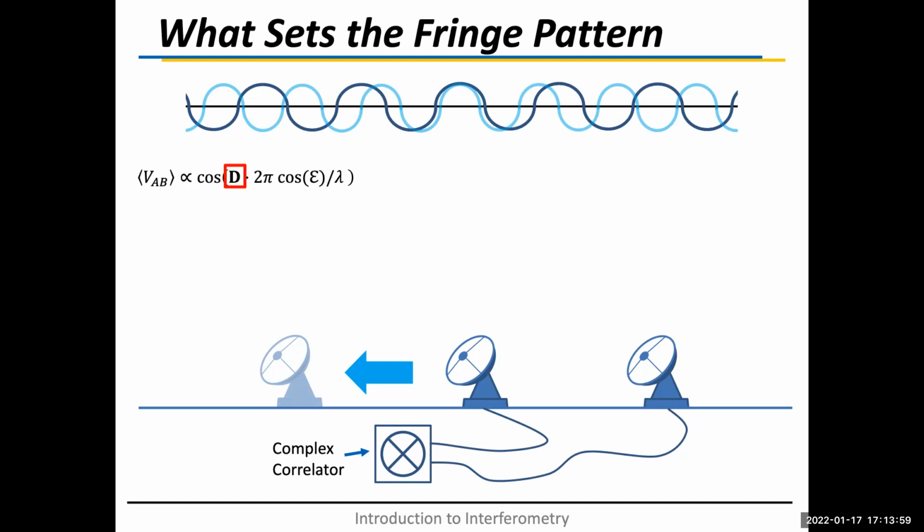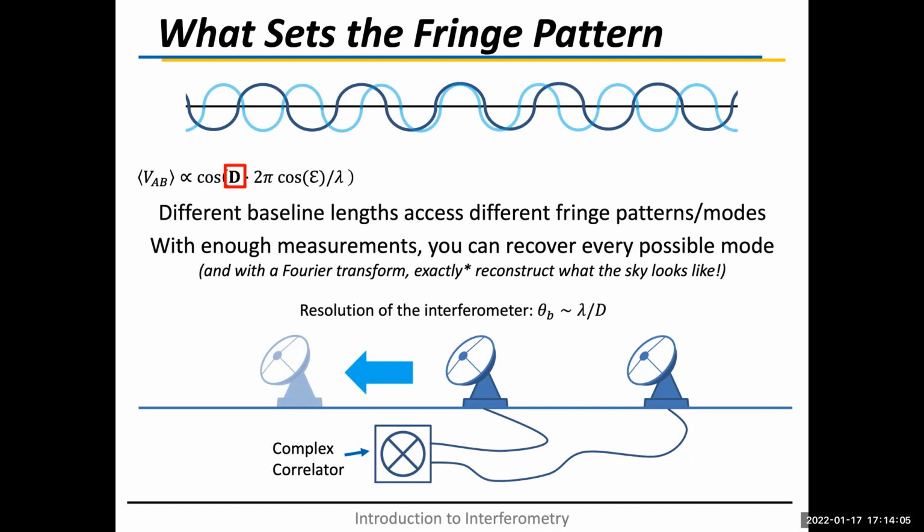It turns out this is a really important thing, because the more sine and cosine patterns that you measure in the sky, if you measure enough of these patterns and take a Fourier transform, you actually get the exact representation of what the sky looks like. I say exactly because there are some caveats on that, which David will talk about tomorrow. So you can reconstruct what an image looks like by combining all these different sine and cosine patterns, where the resolution of your image is set by our beloved lambda over D, where in this case D is the distance between the two telescopes.